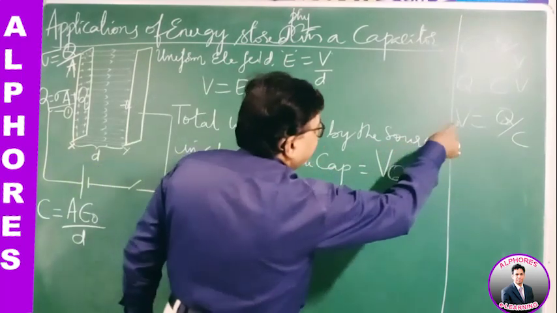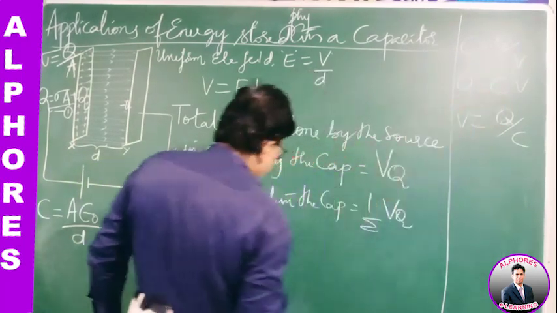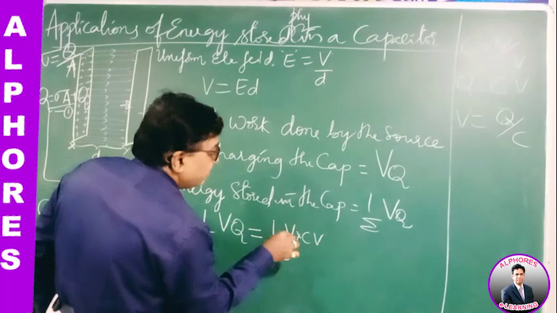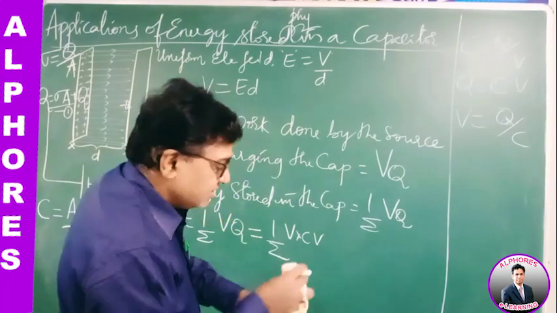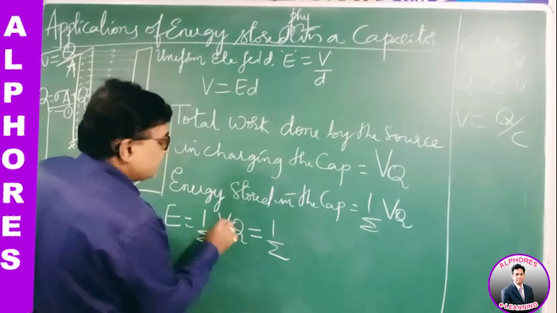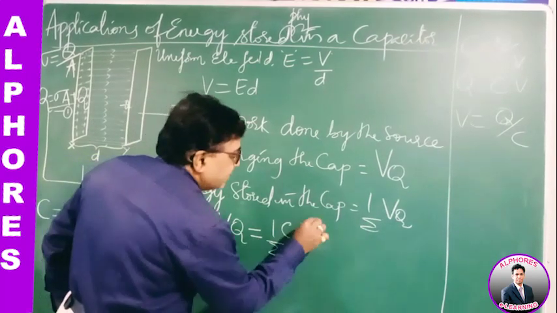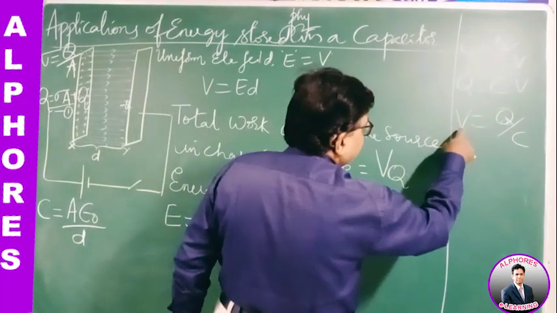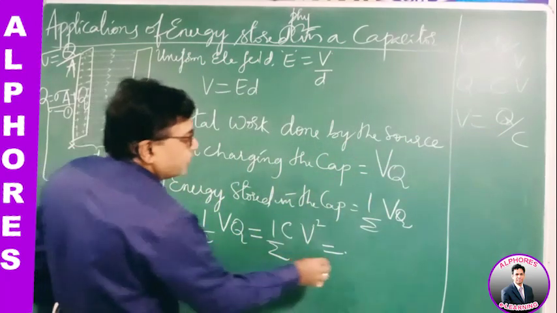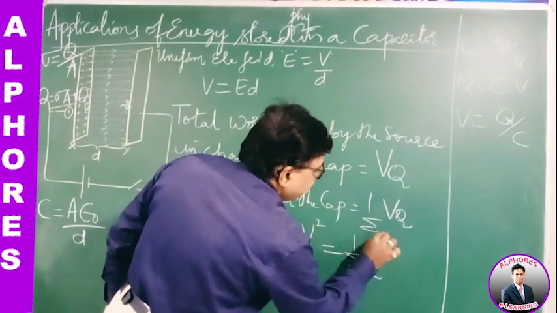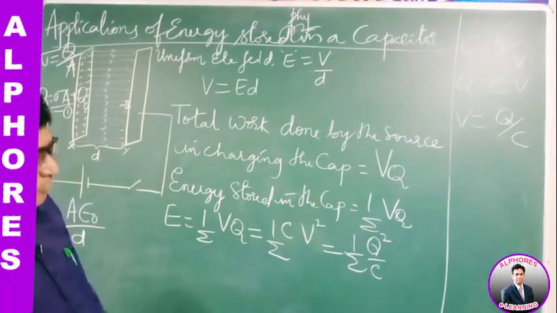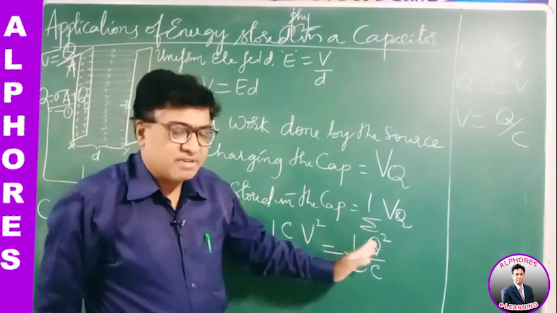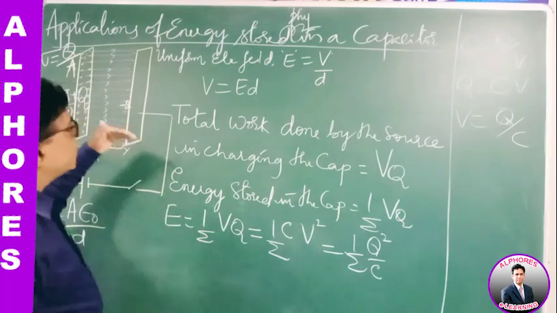Or, V I can write as Q by C, or Q is CV. So let me substitute CV here. It is half into CV into V, so I get half CV square. Or if you replace V, V is Q by C, so it is half Q by C into Q, it's Q square by 2C. So the energy stored in a capacitor is given as half VQ, or half CV square, or Q square by 2C. This is the energy stored in a capacitor.